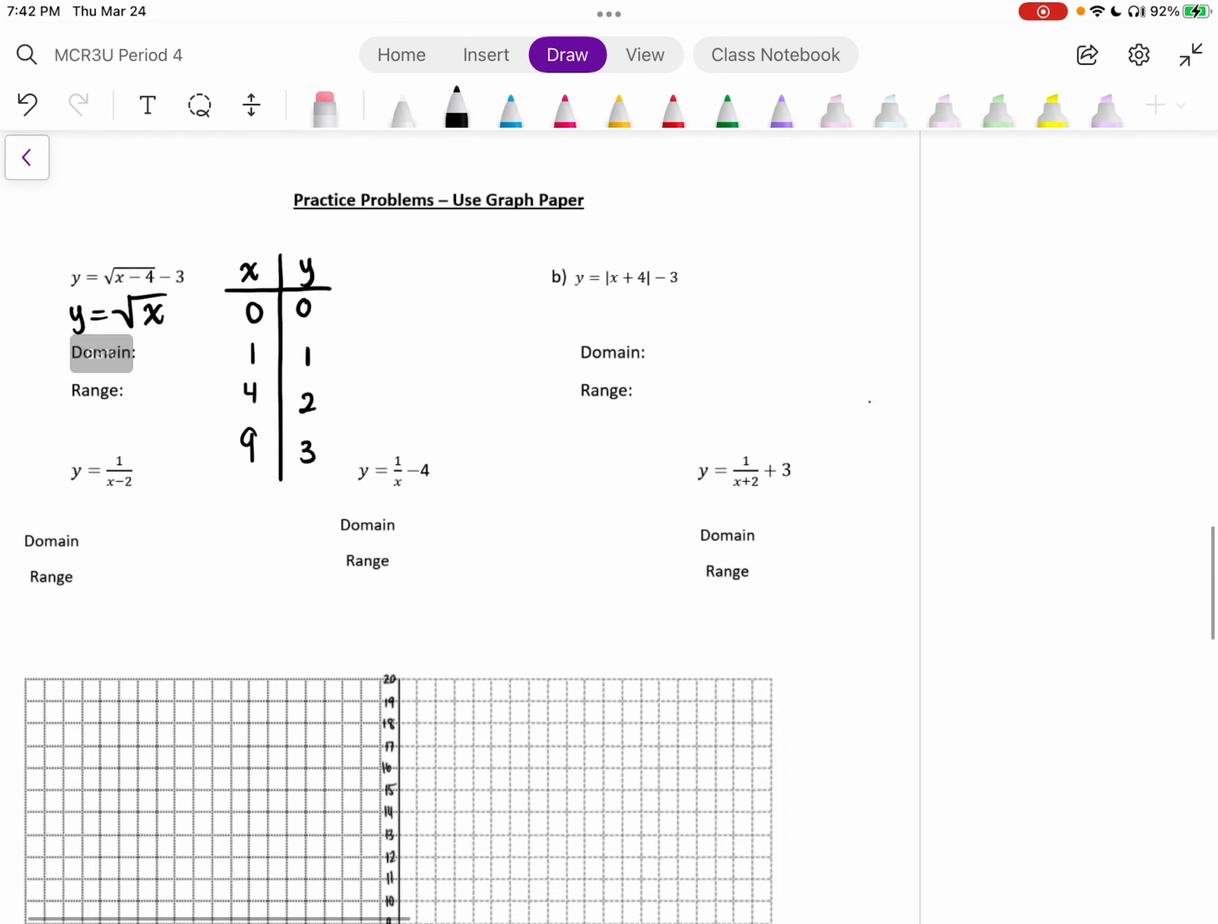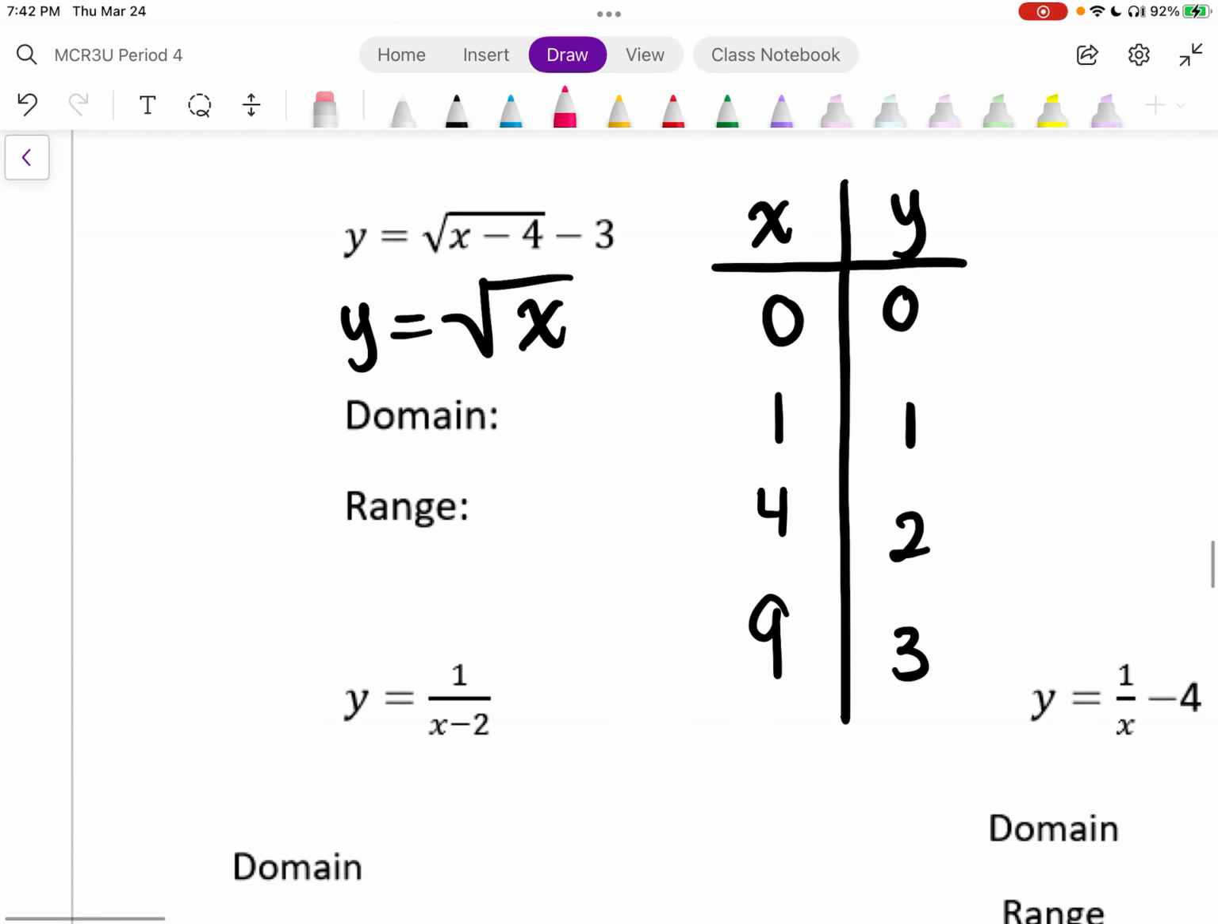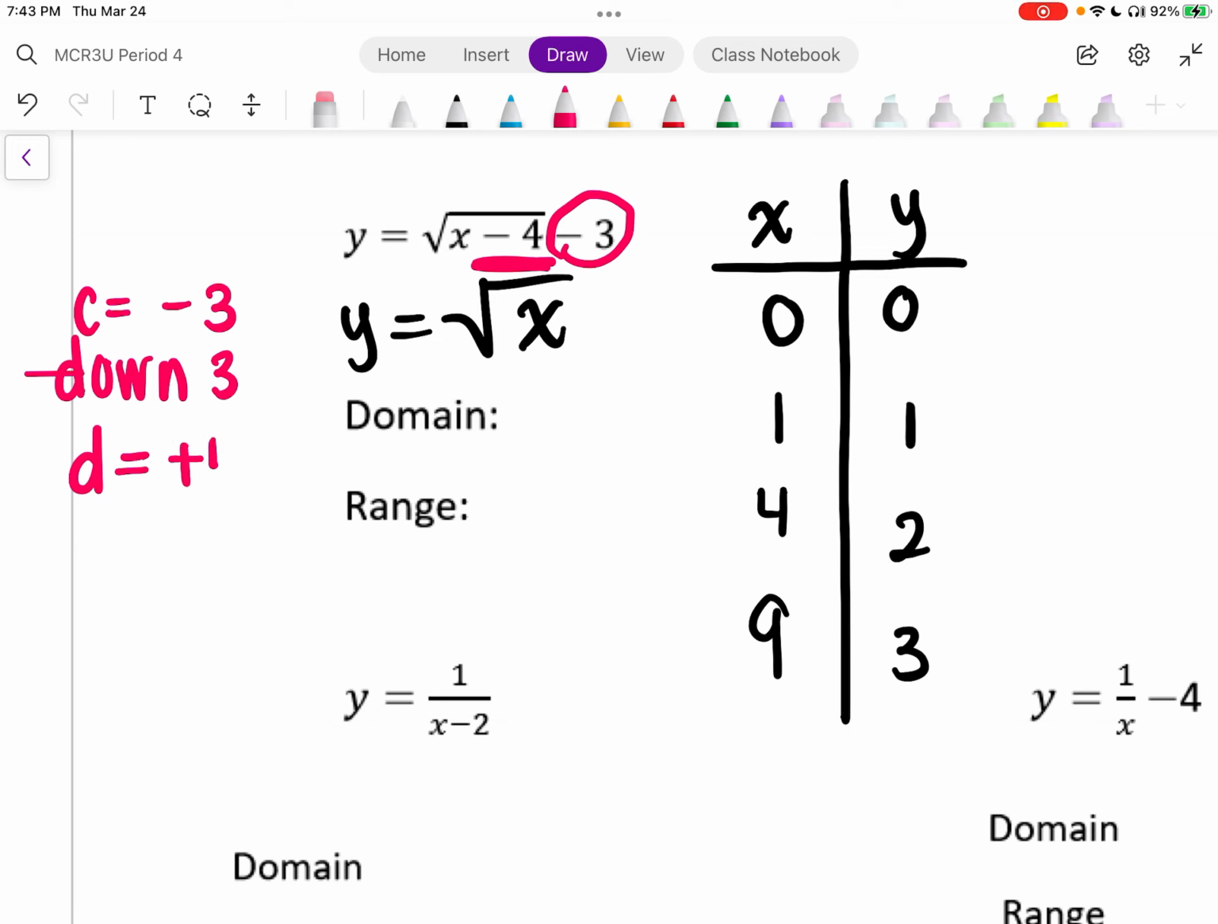Then I'm going to go back here and ask, what are my translations? This is the c value because it's outside the bracket. So my c value is going to be -3. That means down 3. My d value is the one inside the bracket and it always changes the sign. So d is +4, which means right 4. So it's shifted down 3 and to the right 4.